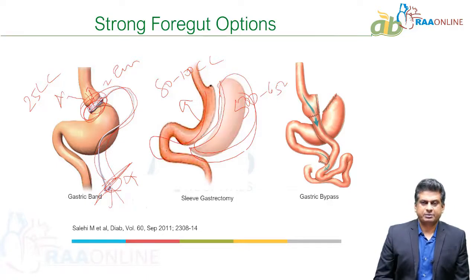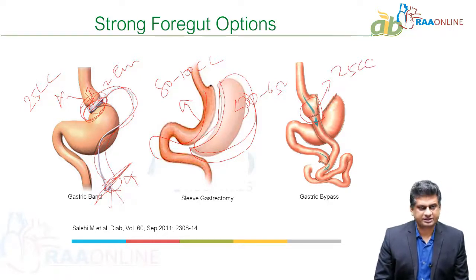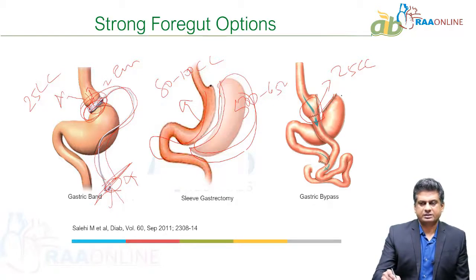Then we have gastric bypass, where the stomach is cut into a 25 cc proximal gastric pouch, transection of the distal pouch, and then they do what we call a bypass of the proximal jejunum by transecting around 75 centimeters below the ligament of Treitz and anastomosing it to the stomach.